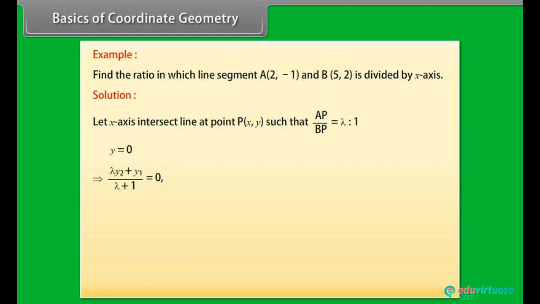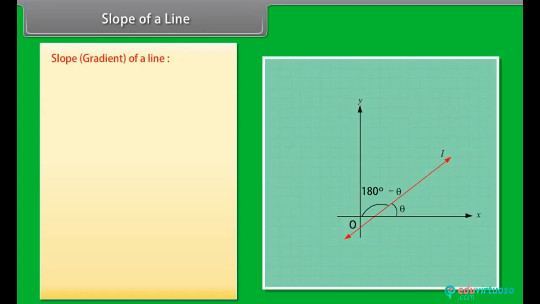It implies (lambda y2 plus y1) divided by (lambda plus 1) is equal to 0. It implies (2 lambda plus minus 1) by (lambda plus 1) is equal to 0. It implies lambda is equal to 1 by 2. It implies AP by BP is equal to 1 by 2 is to 1. Slope of a line.